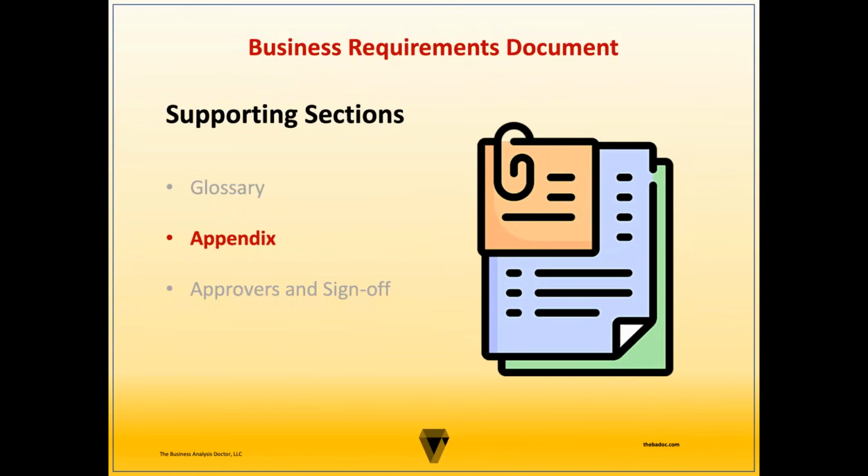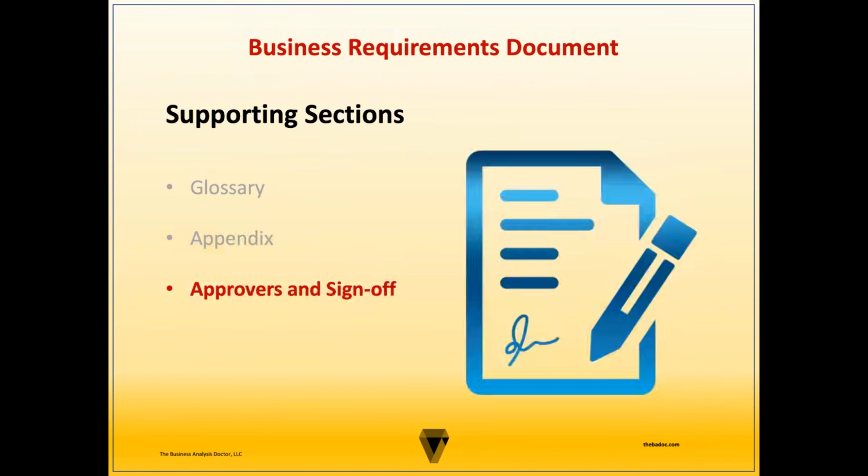The appendix includes any attachments or links to additional information outside of the actual BRD that is relevant to the project, such as diagrams, charts, or tables. And finally, the approvers and sign-off. This section includes the signatures of all stakeholders with decision-making authority to indicate their approval of the business requirements document. A signed-off BRD ensures that all stakeholders are in agreement with the requirements outlined in the document.